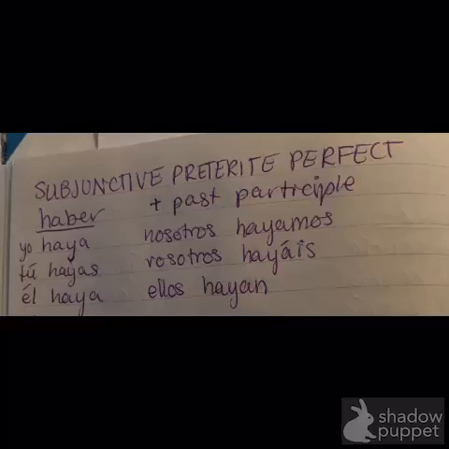So I'm going to talk about the two subjunctive perfect tenses. There's the subjunctive preterite perfect and the subjunctive plusquamperfecto, which is the subjunctive past perfect. So I'm going to begin with the subjunctive preterite perfect.